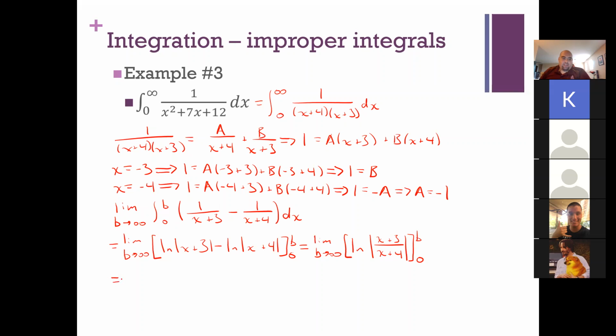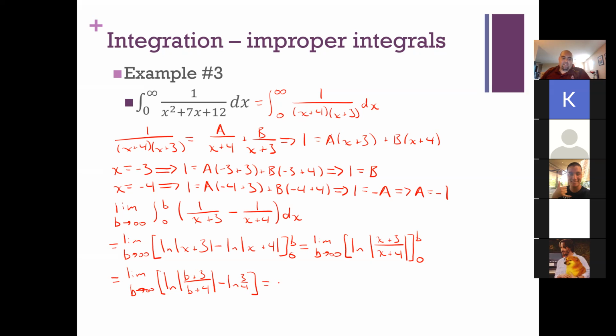Now do I think this is going to converge? Yes. Now it seems a little more obvious. Granted, it looks like this is going to go to infinity, and this is going to go to infinity. Then you have infinity minus infinity, which I have no idea how to predict what that's going to do. But if you put these logarithms together, then what's going to happen to this fraction as b gets very big? It converges to 1. So this rational function right here will converge to 1.